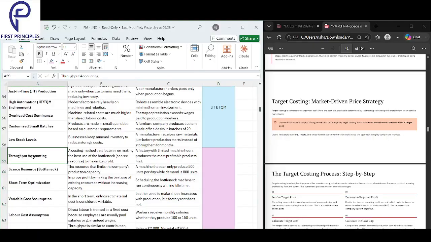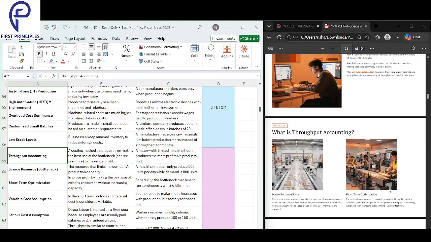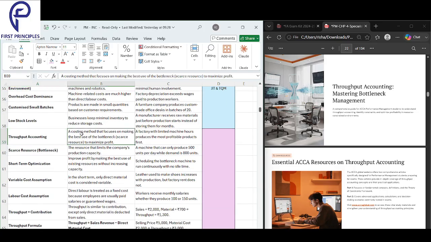Okay, next, we look into throughput accounting. It's broken down into around nine simple ideas. Throughput accounting is basically a costing method that focuses on making the best use of the bottleneck. What is the bottleneck? The scarce resource, to maximize profit. So use your scarce resource as well as possible. You improve profit by making the best use of the existing resources without increasing the capacity.